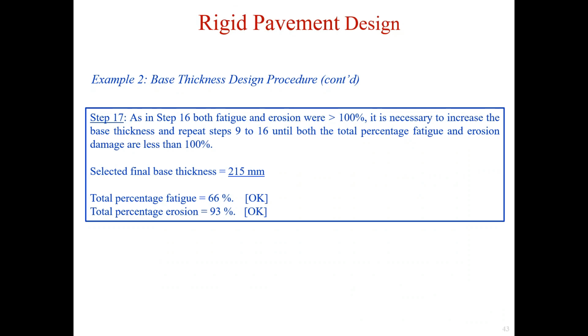We have to increase the base thickness and repeat steps 9 to 16 until both the total percentages of fatigue and erosion are less than 100%. Next, we slightly increase the trial base thickness to 215 millimeters and redo the calculation. The corresponding total percentage of fatigue damage is 66%, and the total percentage of erosion damage is 93%. Both percentages are less than 100%, so this base thickness is acceptable.